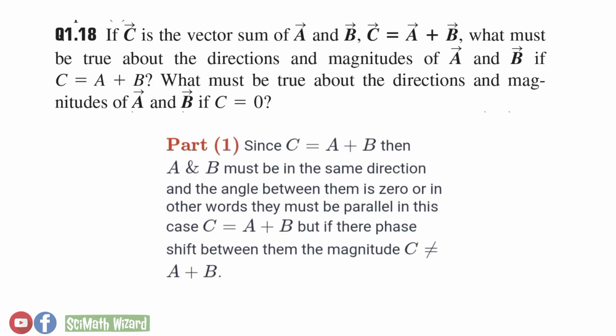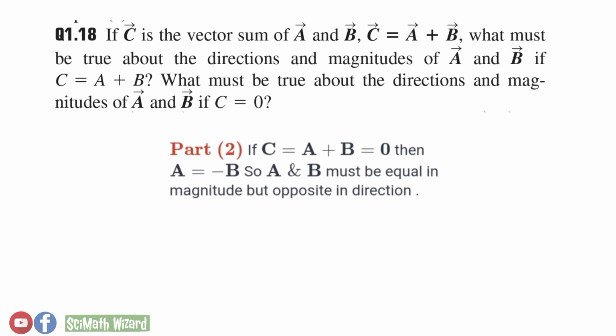Since C equals A plus B, then A and B must be in the same direction and the angle between them is 0, or in other words, they must be parallel. In this case the magnitude C equals A plus B, but if there is a phase shift between them, the magnitude C is not equal to A plus B. If C is equal to A plus B is equal to 0, then A equals negative B, so A and B must be equal in magnitude but opposite in direction.